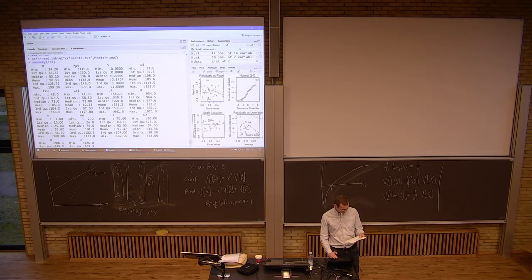S is an indicator for whether it's a southern state, so we have one observation for each state in the US. So we have the southern versus northern. Ed means education, years of schooling times 10 for persons of age 25 or older, times 10 just to balance so everything is on a similar scale.